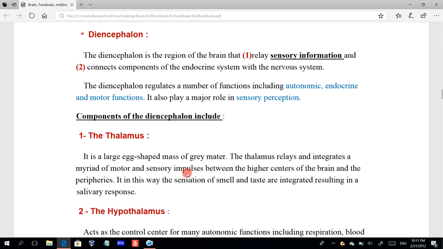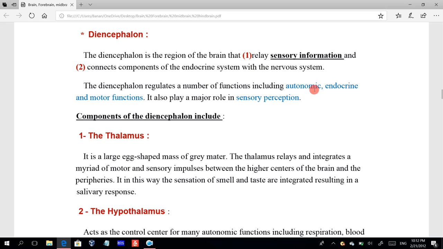Diencephalon. The diencephalon is the region of the brain that relays sensory information and connects components of the endocrine system, like endocrine glands, with the nervous system. The diencephalon regulates a number of functions including autonomic functions.